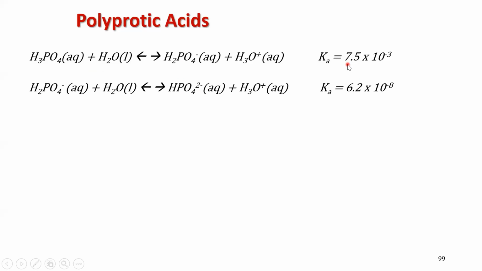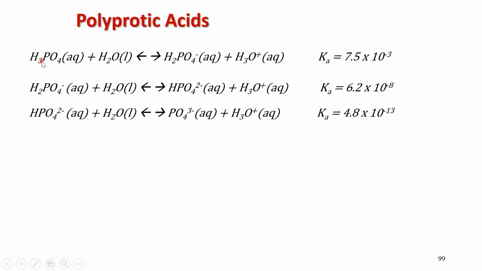But the Ka for the second step is much smaller than the Ka for the first step. And the reason for that is we're trying to remove a positive hydrogen ion from a negative ion. That hydrogen ion is going to be held more tightly in this acid than it was in the first acid. So this is a weaker acid than H3PO4. But again, if H2PO4-, dihydrogen phosphate, is our acid, the conjugate base is hydrogen phosphate.